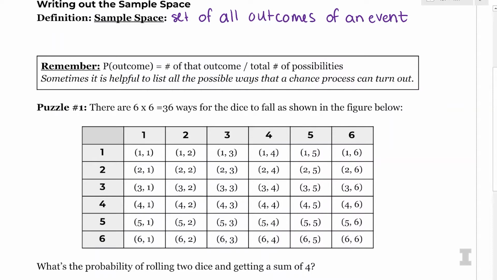Sometimes that can be incredibly tedious, especially if it's something that has a lot of possibilities. Like, Wade, I think we mentioned playing a game of tic-tac-toe. Thousands and thousands of possibilities. That would be annoying to write out. But something like rolling a die would be really easy to list the sample space, and even rolling two dice.